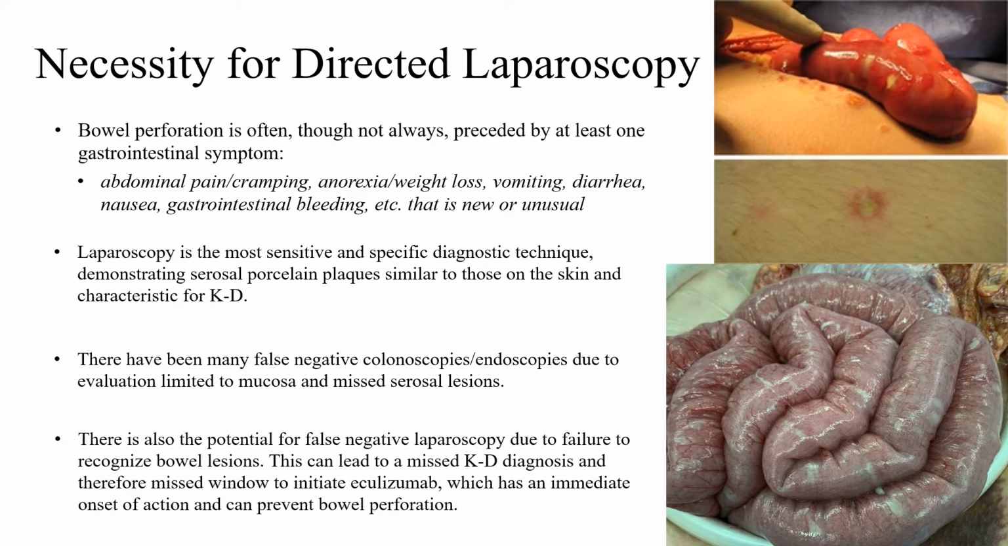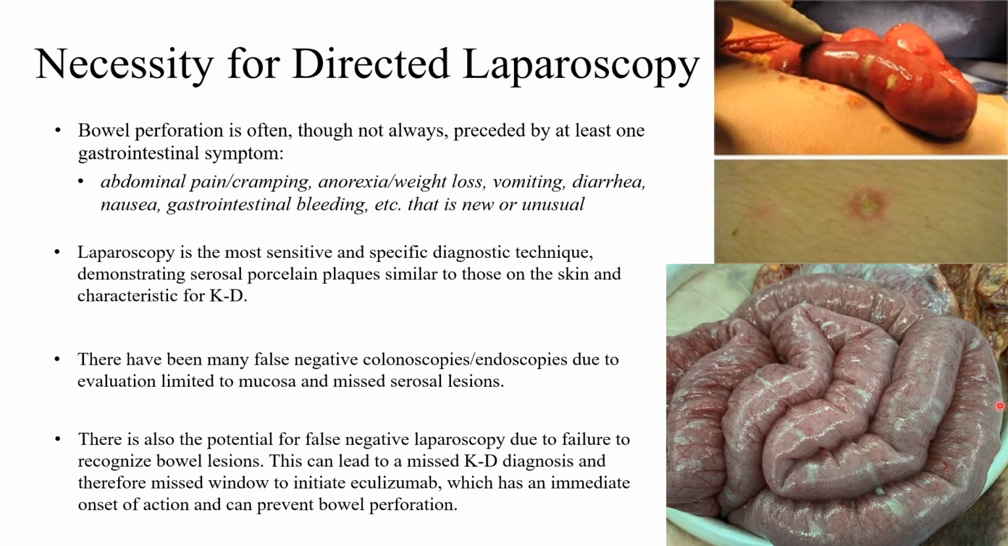There is the potential for false negative laparoscopy due to failure to recognize what these bowel lesions look like. This can lead to a missed Kohlmeier-Degos disease diagnosis, and therefore a missed window to initiate eculizumab, which has an immediate onset of action and can prevent bowel perforation. This will be discussed more on the next slide.